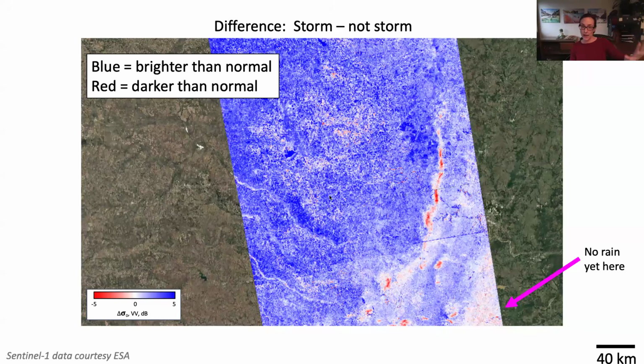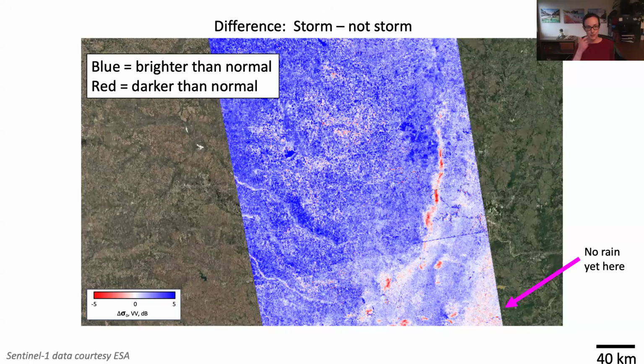And so this is the effect of the wetness of the soil compared with the dry soil beforehand. You can note over here in this corner where the rain hasn't hit yet, everything looks pretty much white, red, white, blue, that sort of thing. It's basically zero. This is where it hasn't started raining yet. So just in this one image, we can see a dry area and a wet area just based on the brightness of that SAR return. And we could do a whole lot else with it as well.